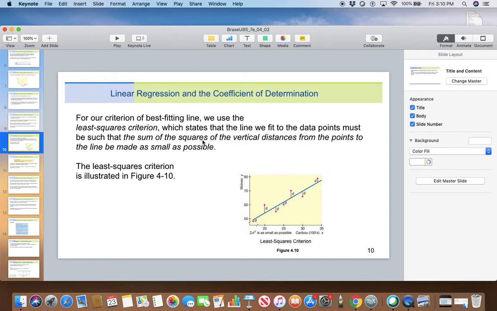You want to take the squares of these vertical distances and sum them up. That sum must be made as small as possible. That is the least squares criterion. To repeat, the least squares criterion is the criterion for the best fitting line. It states that the line we fit to the data points must be such that the sum of the squares of the vertical distances from the points to the line be made as small as possible.